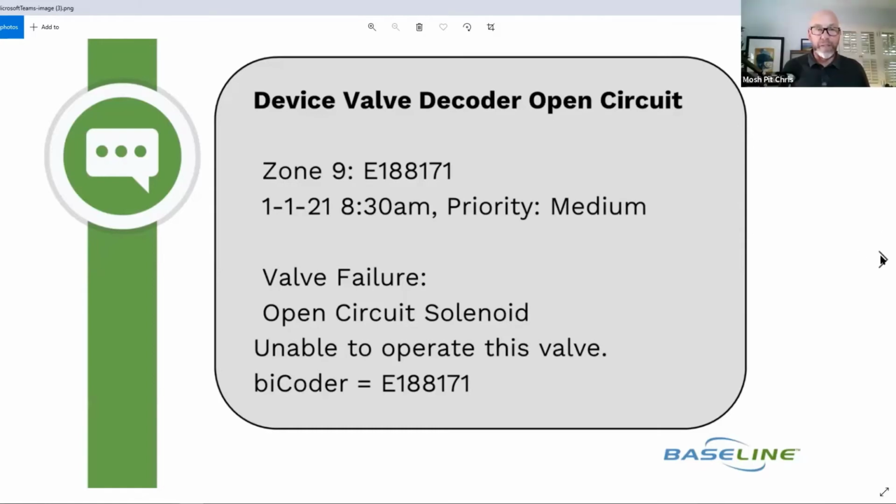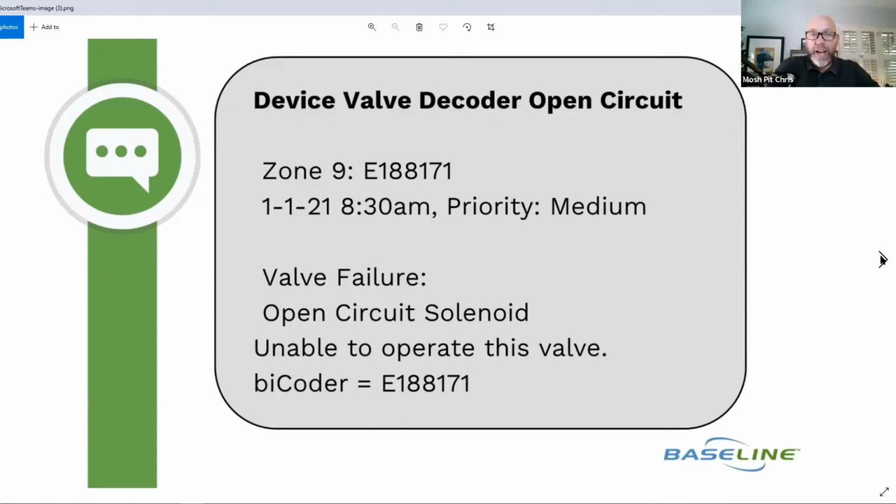Exactly. So basically, open circuit means that there's not a continuous loop of electricity flowing from decoder to solenoid and back, right? Yeah, exactly. Well, if I install a wire on the solenoid, one of the wires or both the wires are disconnected from the decoder. Or if I installed a 4-zone bicoder and only attached 3 zones to it, that fourth one would throw that same message as soon as it tried to run it.